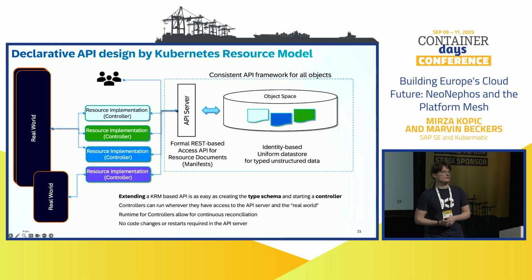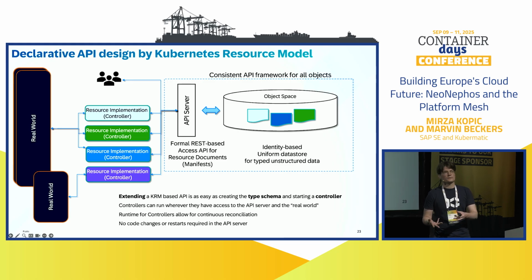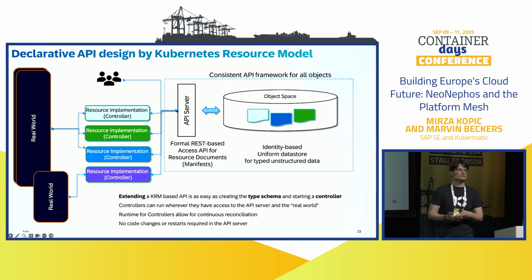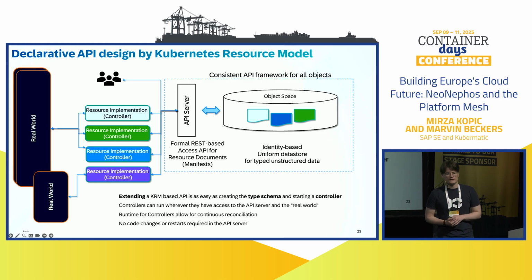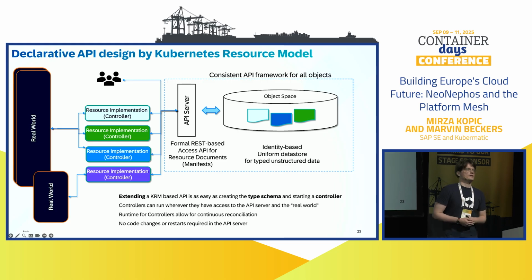So if you have another kind of object that you want to offer, some other service that you're adding, well, then you just extend the schema in the object space, you create a new CRD in Kubernetes terms, and you start a new resource controller that then reconciles against a different part of the real world, whatever that means.